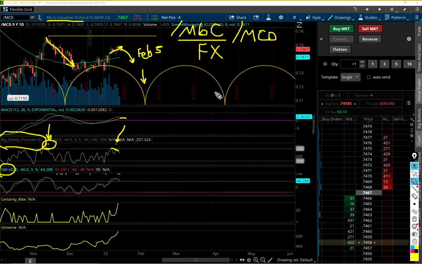I think there's going to be an opportunity here. I also noticed, just real quick, that this Canadian dollar currency futures is loosely tracking the S&P 500. So I think there's going to be a decline in the S&P 500 as well.